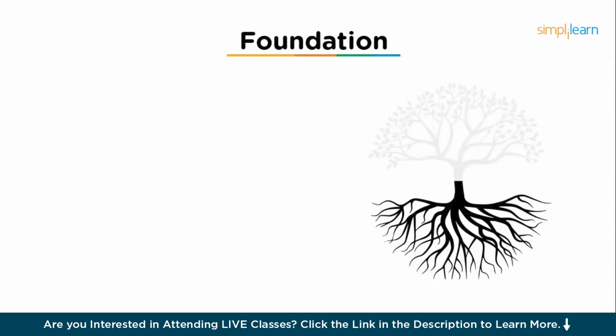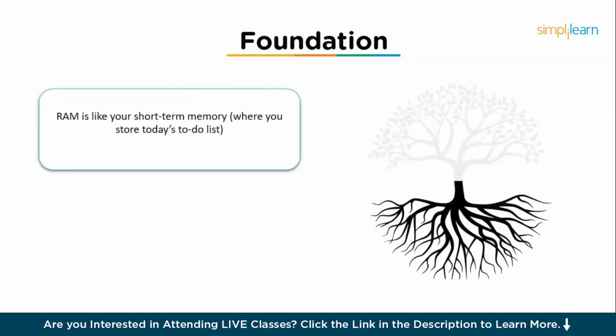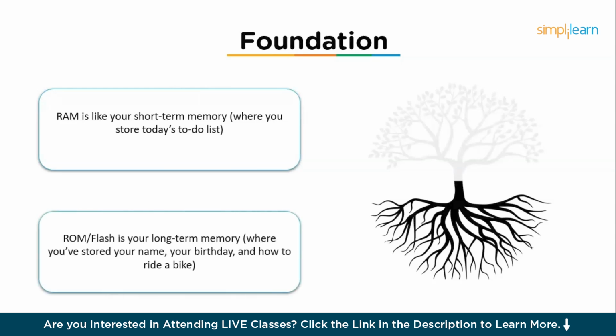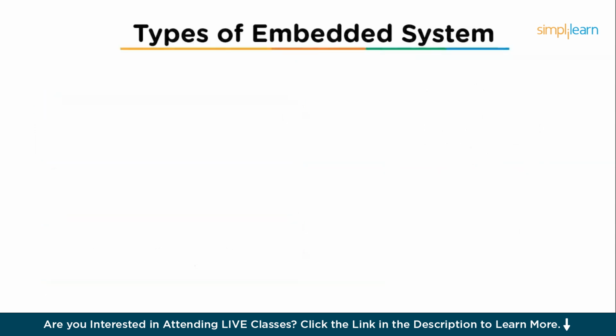Think of it like your brain. RAM is like your short-term memory where you store today's to-do list. Then we have ROM, that is flash, your long-term memory where you have stored your name, your birthday, and how to ride a bike. This difference is at the heart of how embedded systems make decisions, store instructions, and hold on to essential data. So let's now move on to see the types of embedded system memory.